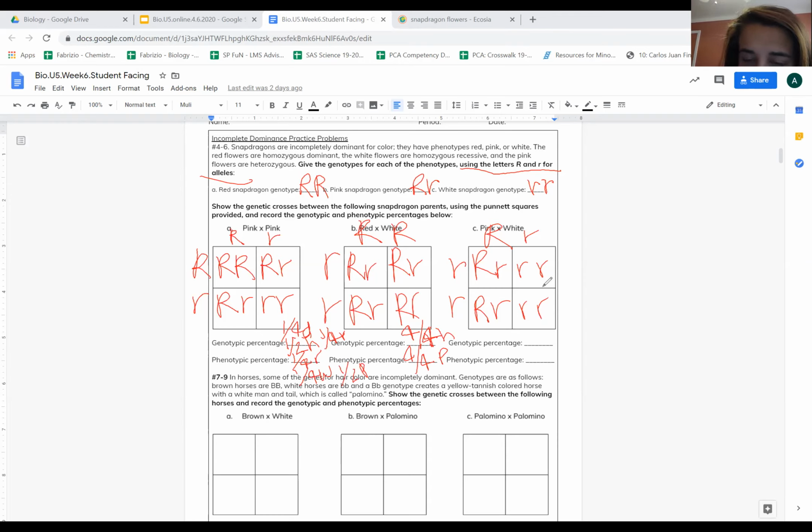Okay, so for this one, we have half of our offspring are heterozygous, and then half are homozygous recessive. So this H here, H for me is heterozygous, and then R is recessive, and D is dominant. So homozygous dominant, homozygous recessive. So that means if we have half heterozygous, half are going to be pink, and then half are going to be white.